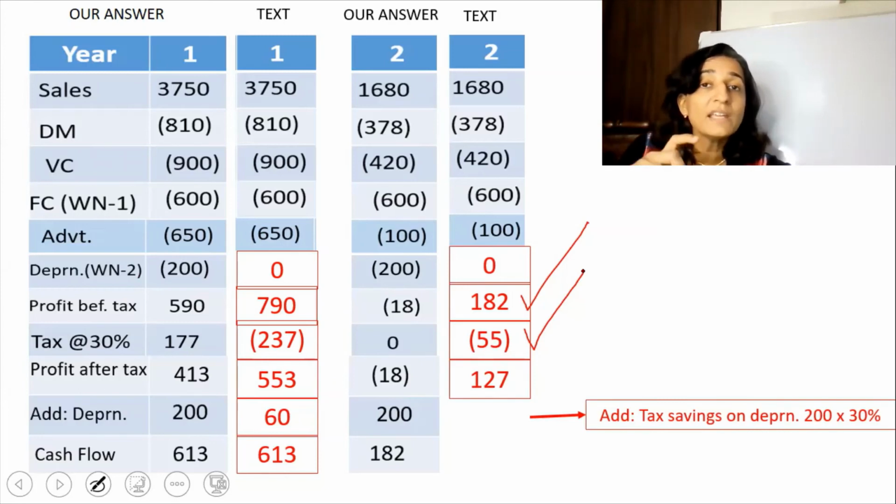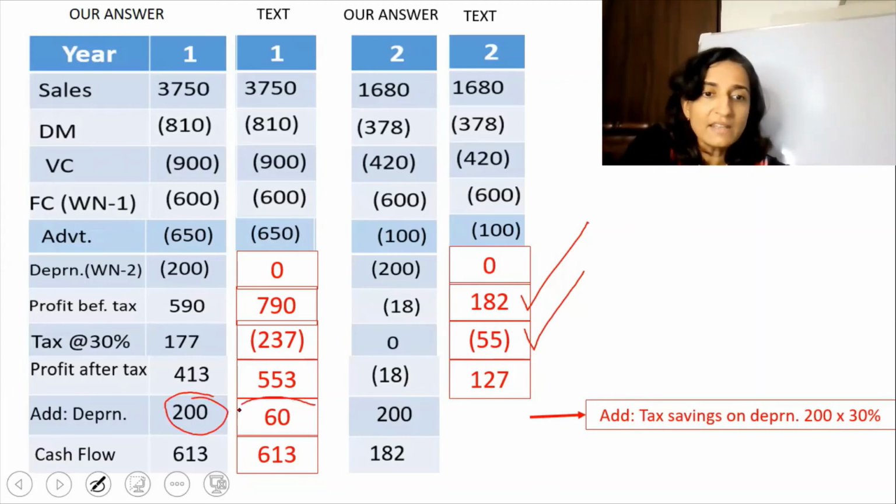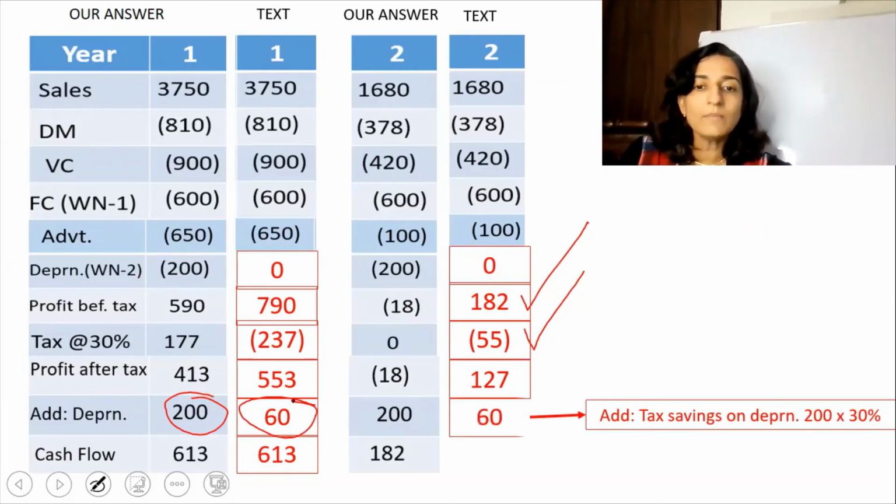And what have they done? They have to adjust for the tax savings on depreciation. What is the tax savings on depreciation? Depreciation is 200. So what is the tax savings? 200 into 30%. Just like they did in year one, they have added back 60 and they have got a cash flow of 187. Do you think this is right?